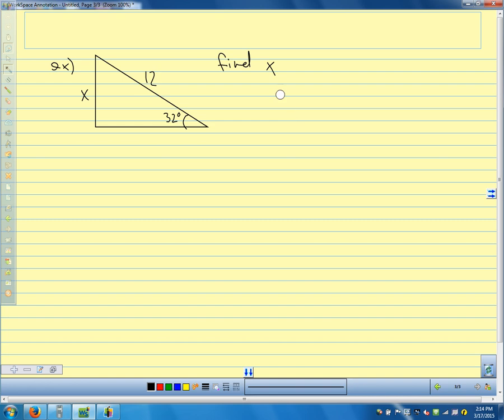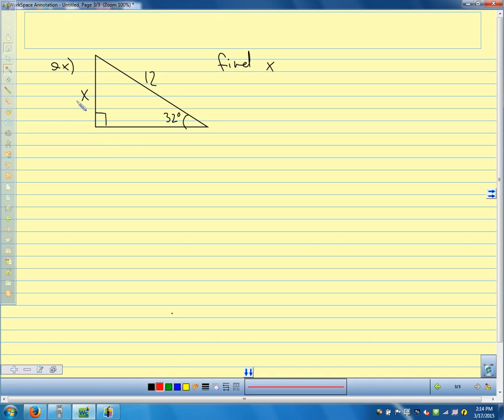All right, so this problem says find x. The hint that we're going to end up using trigonometry here is that we have a right triangle. We have to have a right triangle. We have some angle that's not a special angle. It's not a 30, a 60, a 45. And we only have one side of our triangle, so we can't use the Pythagorean theorem. So let's label our triangle.